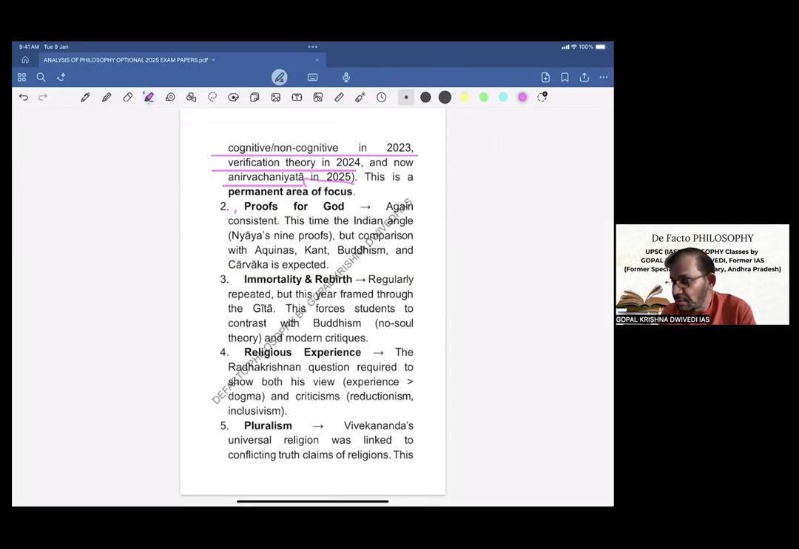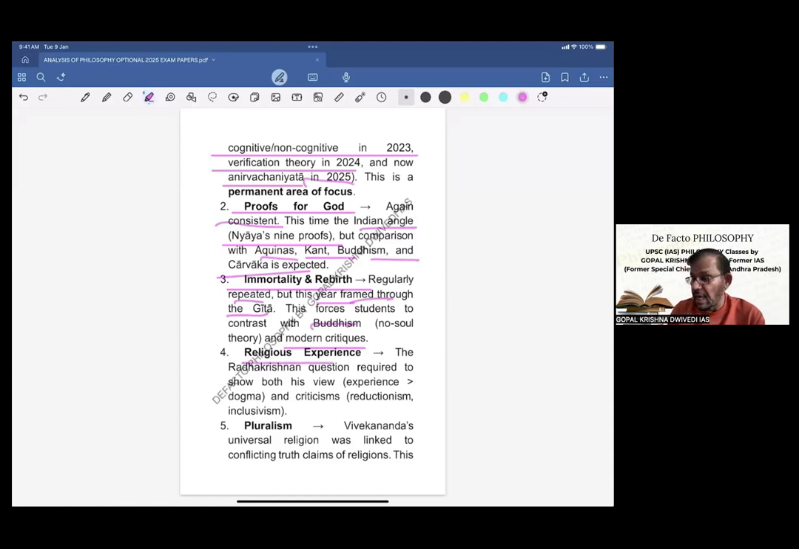Similarly, proofs of God is again a consistent topic. However, this time the Indian angle is there. That is, Nyaya's 9 proofs have been asked. But comparison with Aquinas, Kant, Buddhism, and Charvaka is expected. So this is again important. Then immortality and rebirth, another topic. It has been regularly repeated, but this year it was framed through the Gita. This forces students to contrast with Buddhism and modern critics. This is again important.